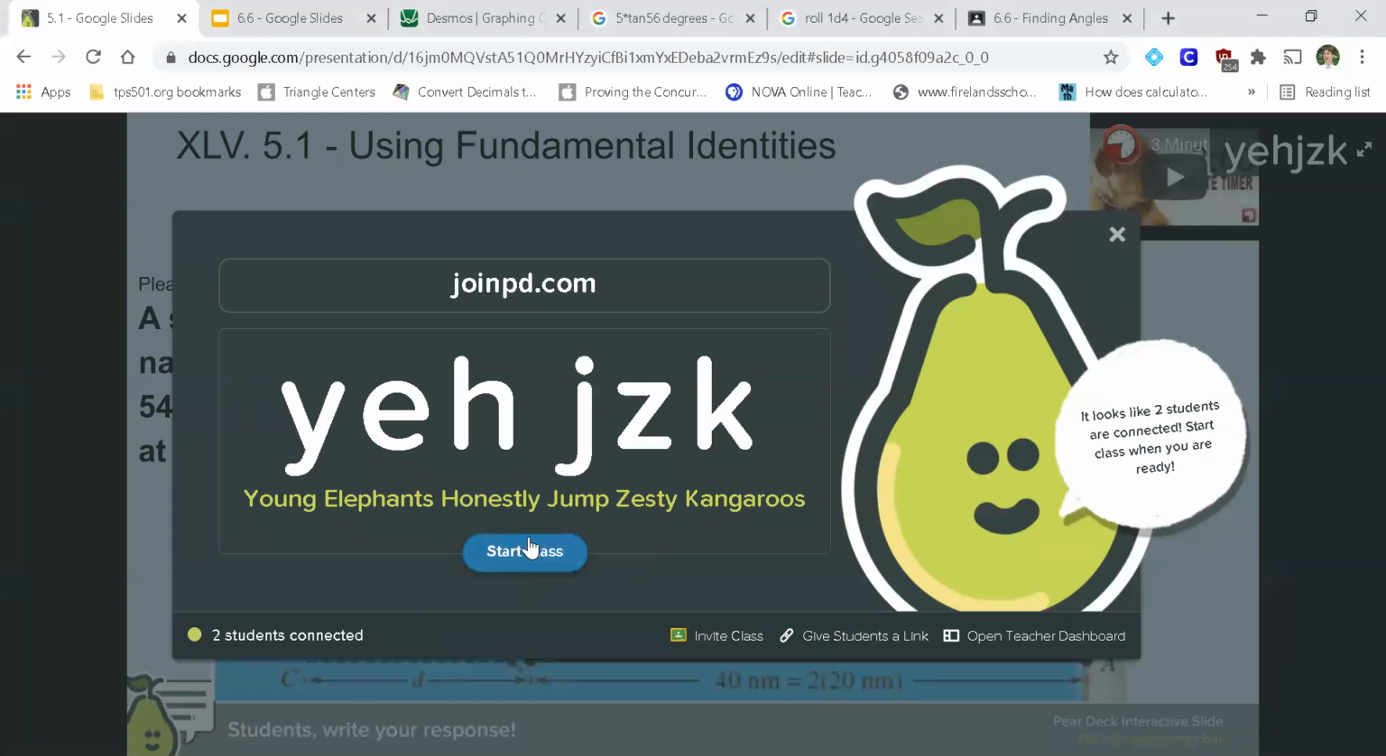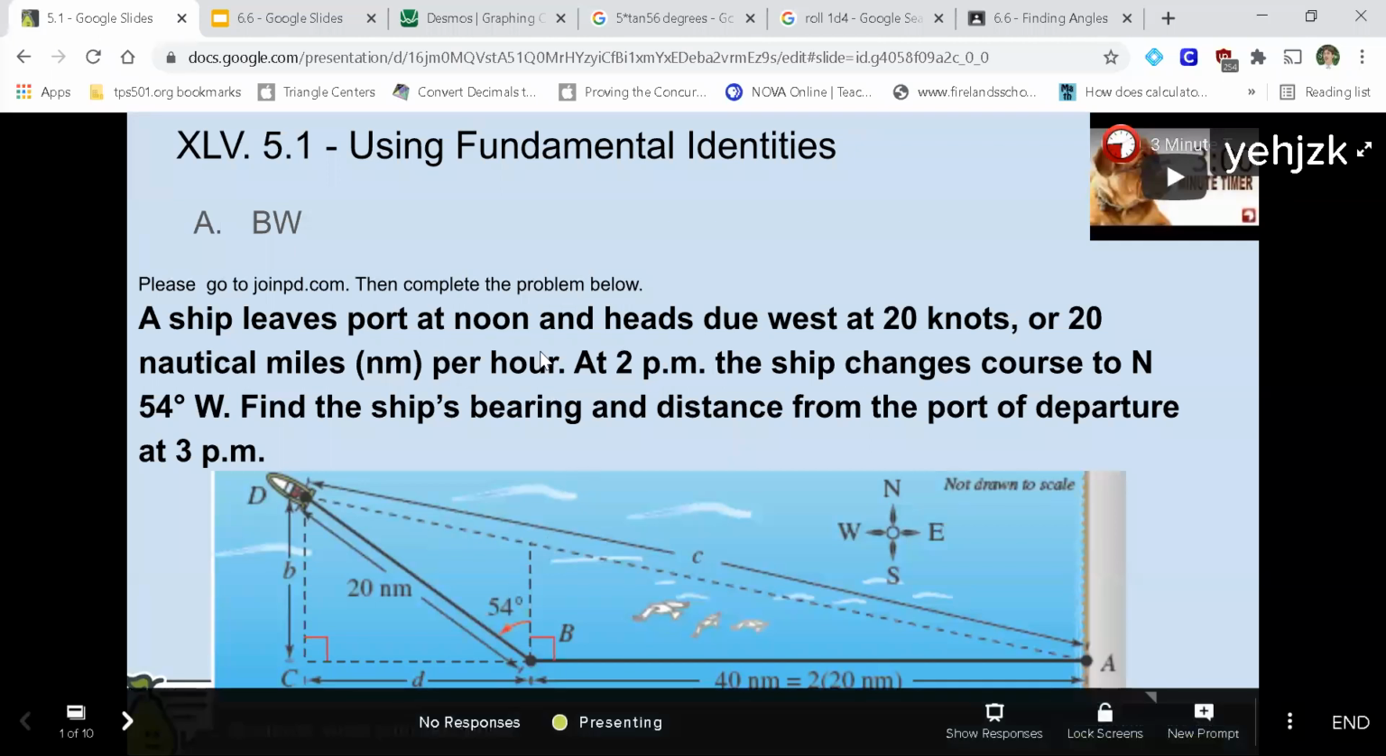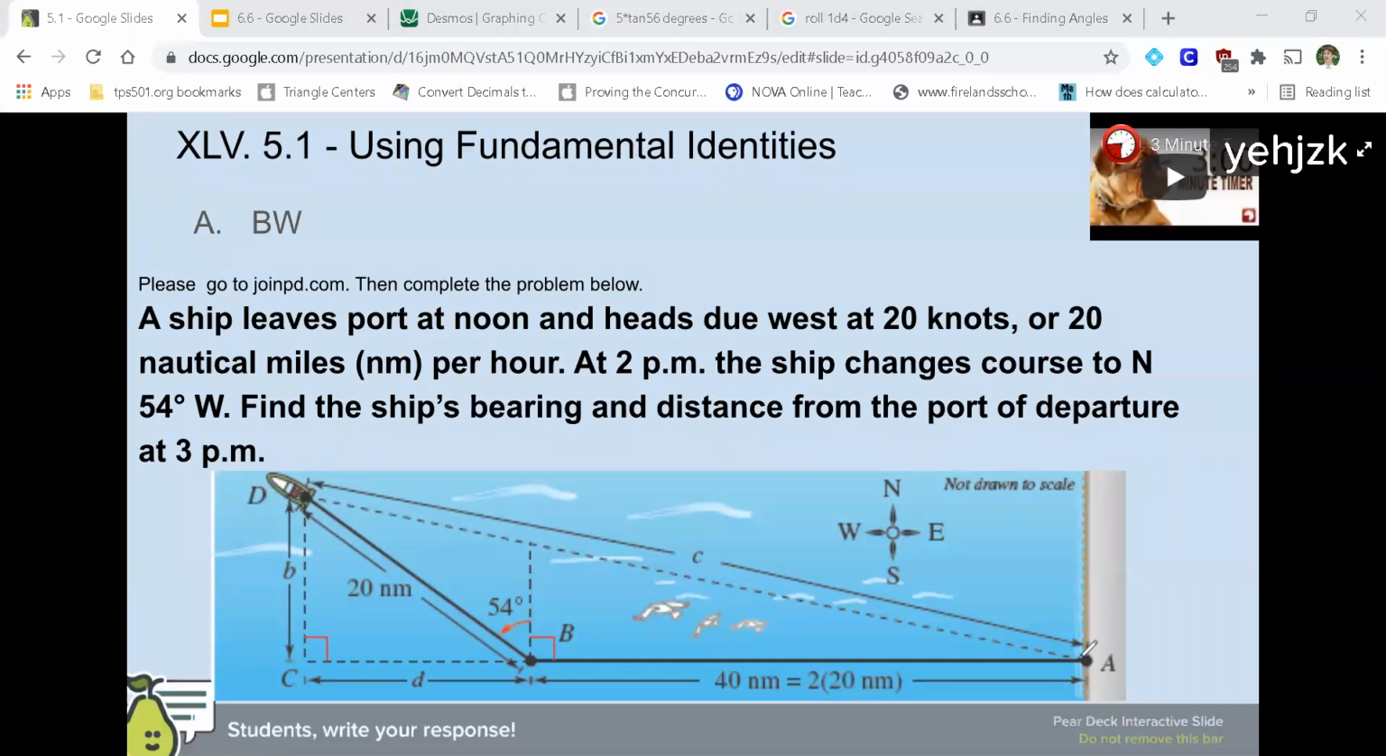Okay, for bell work today, we got this really kind of complicated problem that we skipped last time. So you're on a boat and you travel from port A due west at 20 knots, which is 20 nautical miles. A nautical mile, by the way, is 1.15 miles, so it's just a little over a mile, which means after 2 hours, you are now 40 nautical miles west.